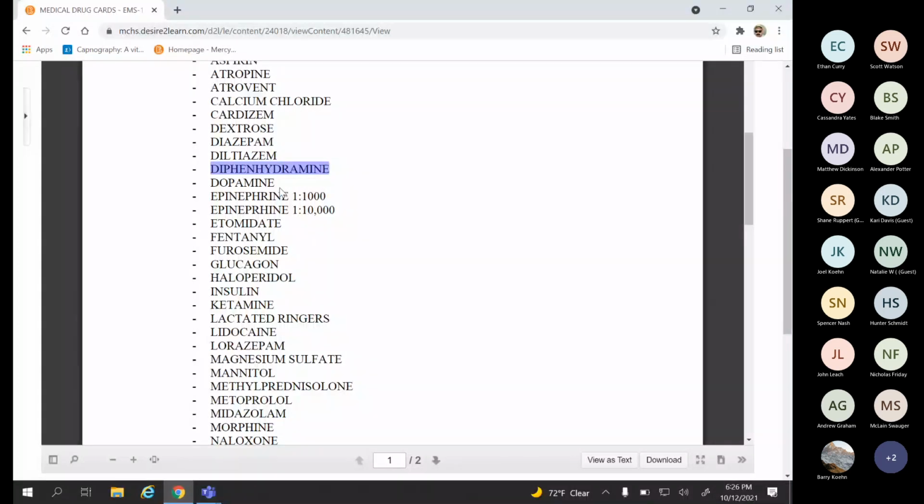All right, dopamine, one we're probably tired of hearing about, talking about drips. What is dopamine? Sympathomimetic. Yeah, it mimics the sympathetic system. So dopamine is also a natural neurotransmitter in our body. It's what makes us happy. Dopamine is what gives us excitement.